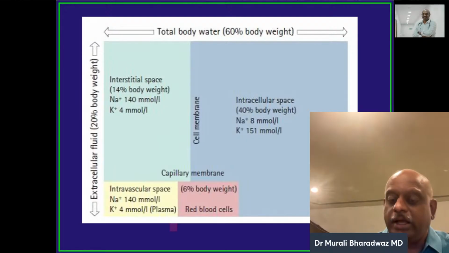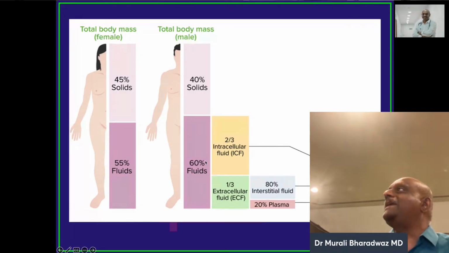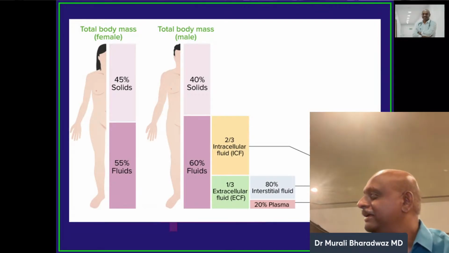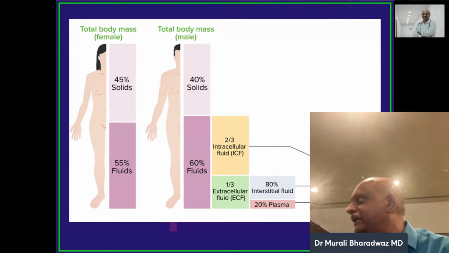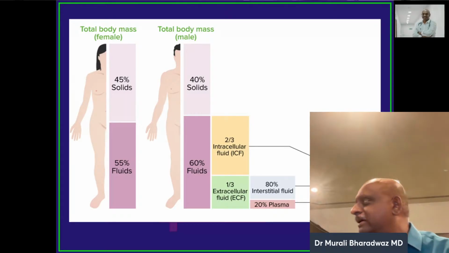Now, if you look at the total body water, 60% is what? We are a water can. We think we are the Prime Minister, the President. What is it? Ultimately we are 60% water bottle only. 2 international leaders are meeting means 2 water cans are meeting.